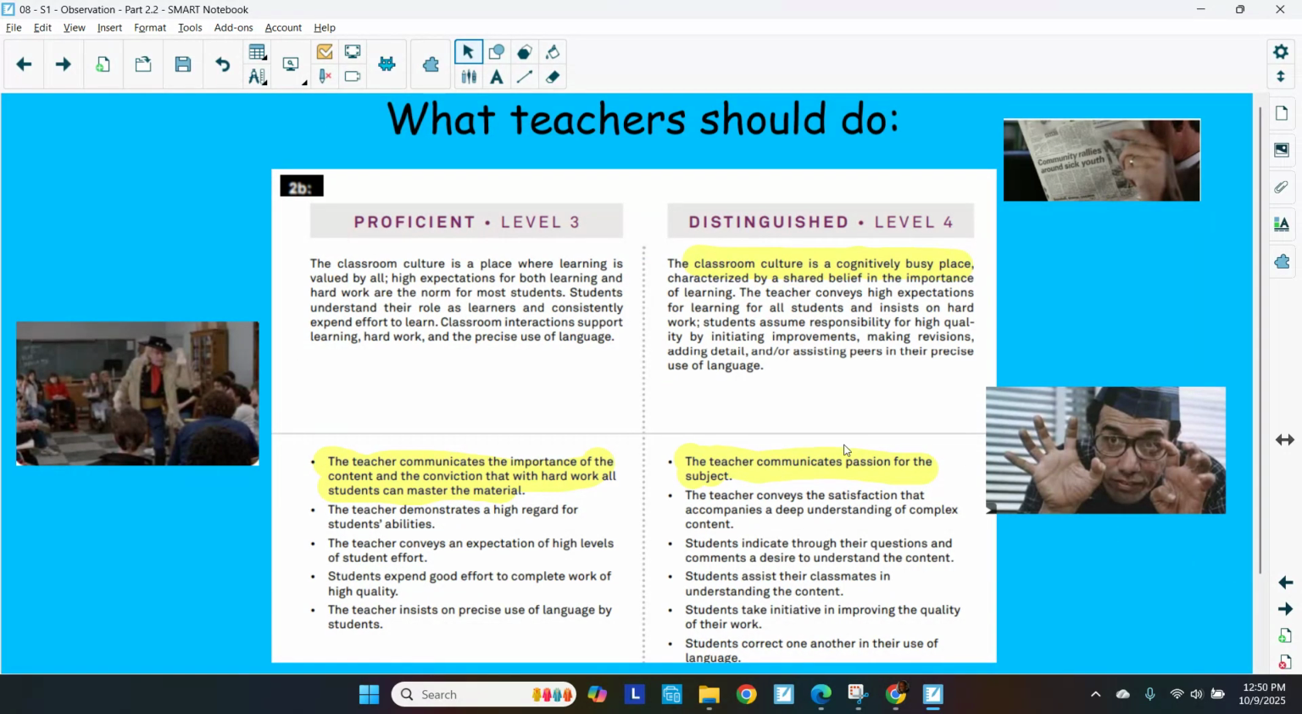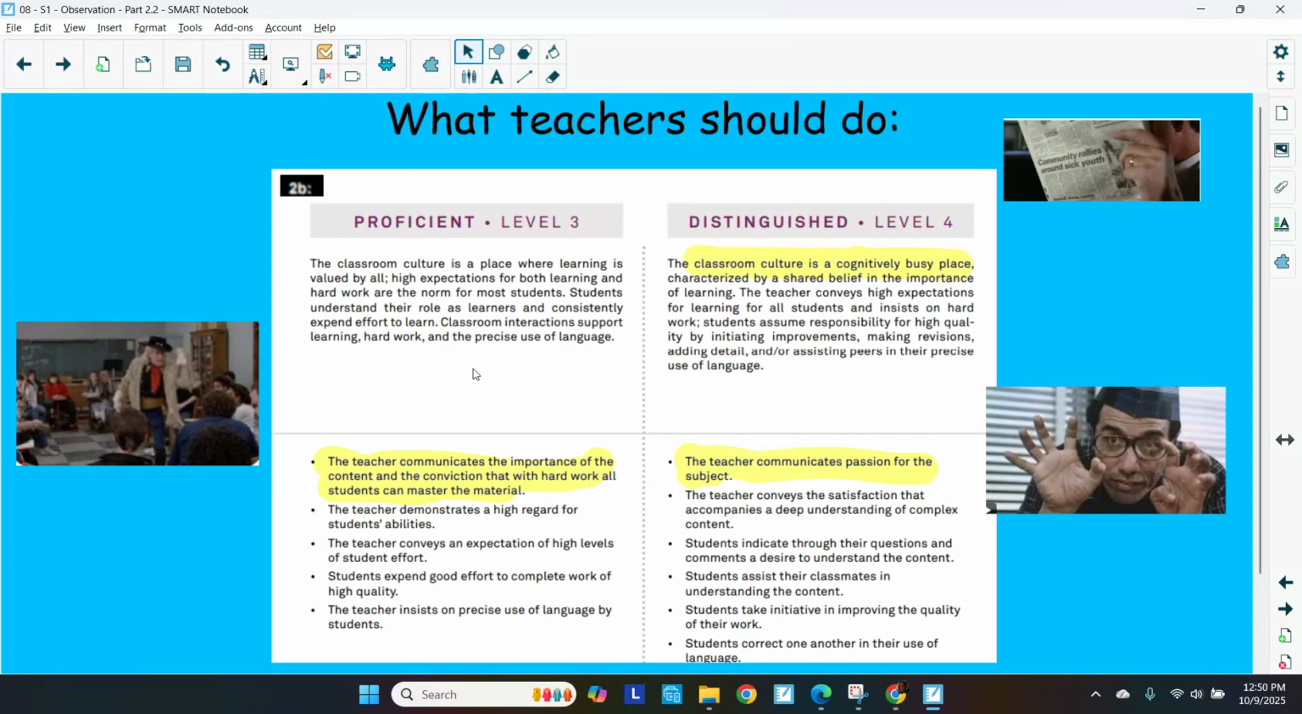So a couple things you should know for 2B. The teacher communicates the importance of the content and the conviction that with hard work all students can master the material. So you've got to convince them that they'll get it. Just hang in there. I know it's hard and difficult, but just hang in there and keep trying. That's why in my groups we have what's called encouragers. Everybody's an encourager, and they help each other understand the work.